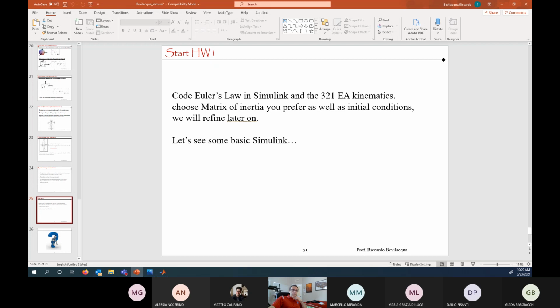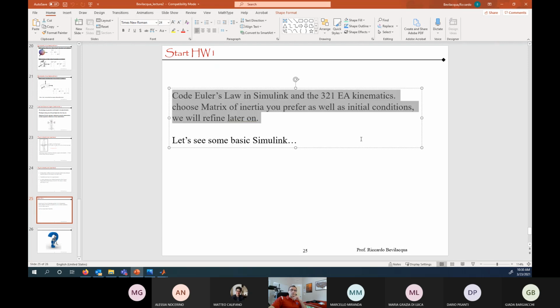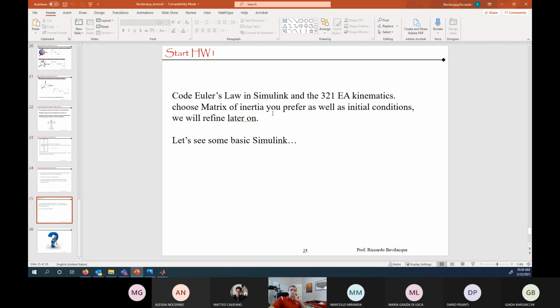You know that in this class we have a couple of homeworks. Really, the last one is the most important one, but the idea is that we start building this final assignment incrementally. So the first assignment that I'm giving you here is not the entire homework one. The first step is that you take Simulink and you code Euler's law and the 3-2-1 Euler angle kinematics that we have seen. You can choose any matrix of inertia, same as initial conditions, then we'll change them.